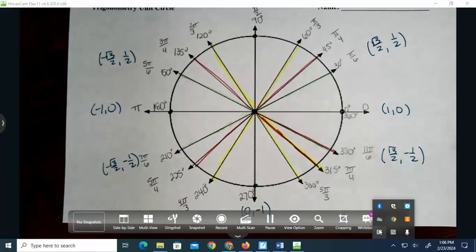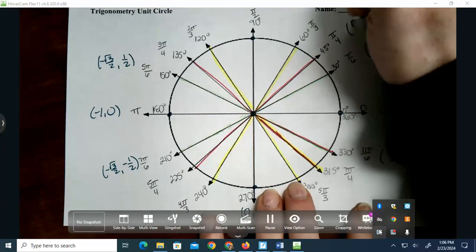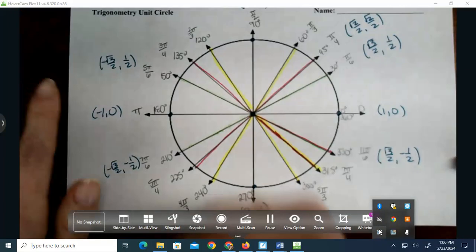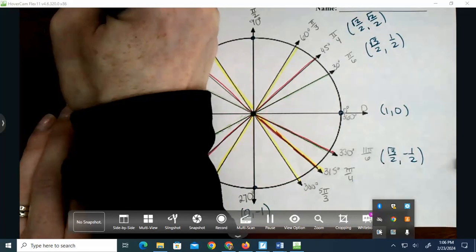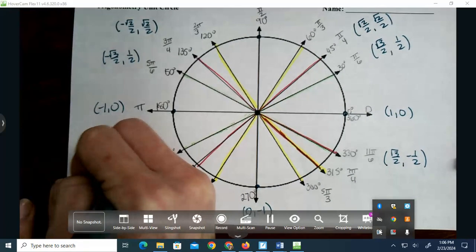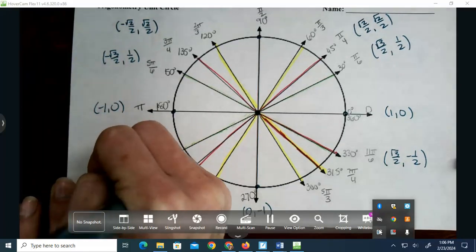My 45. What are my points? Okay, so all 4 of these are the same, except in the second quadrant, the x is negative. In the third quadrant, both x and y are negative.